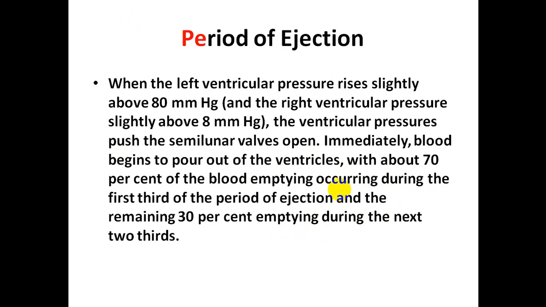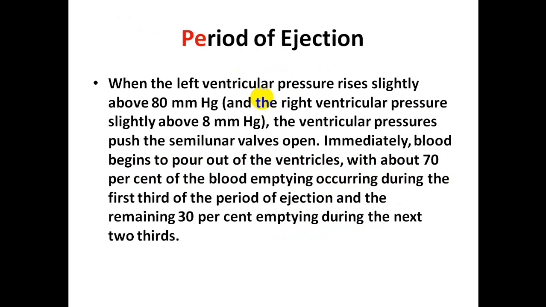The period of ejection is coming now. When the pressure increases, the left ventricular pressure is raised slightly above 80 millimeters of mercury. And the right ventricular pressure, as we said, is less than the pressure on the left side, about 8 millimeters of mercury. This is the difference between the right and left. Otherwise, the same events happen in the left and right, but as we said, it's not identical.